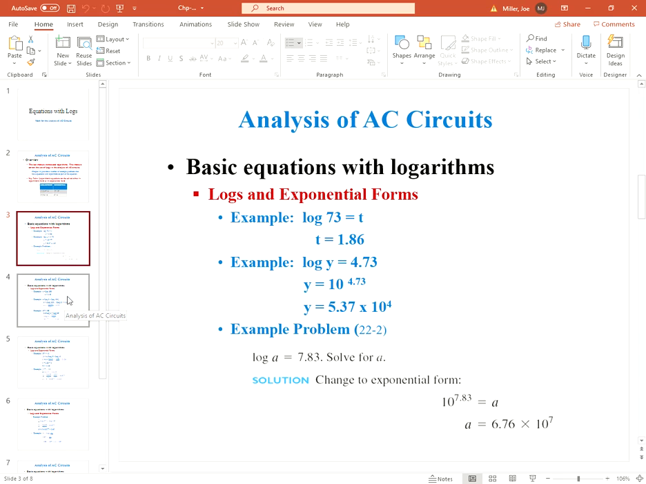The next example would be below. The log of a equals 7.83. Solve for a. Change it to exponential form. Of course, the log of a equals 7.83, and the 10 with the exponent of log of a will be a. So the problem becomes 10 raised to the 7.83 equals a. You carry that out, and a equals 6.76 times 10 to the 7th. And again, we only carry this out to 3 significant digits.